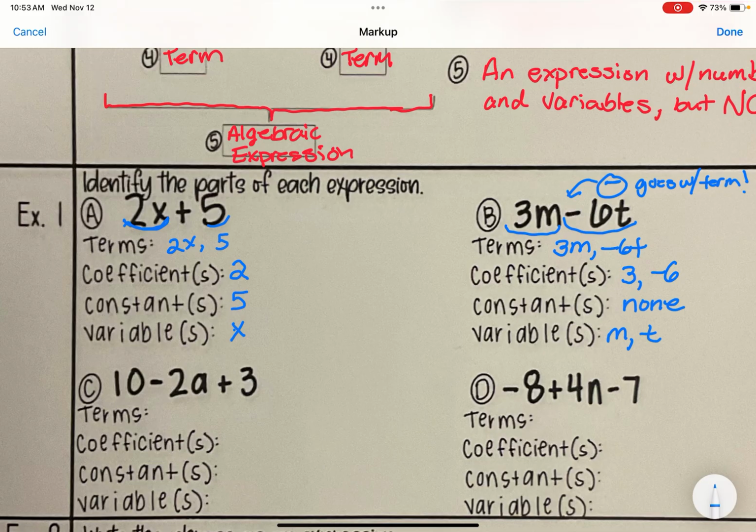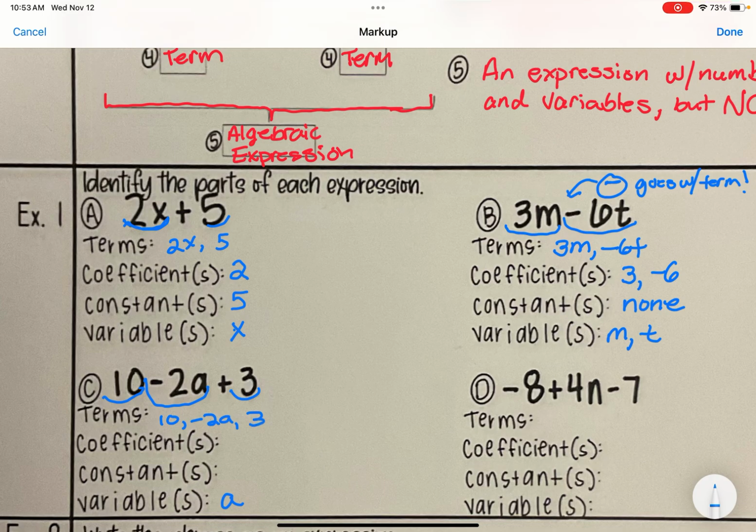10 minus 2a plus 3. Okay, so this time I have one variable. It's the letter a. And I have 3 terms. I've got the term of 10. I've got the term of negative 2a. And I've got the term of 3. So let's write that down. 10, negative 2a, and positive 3.